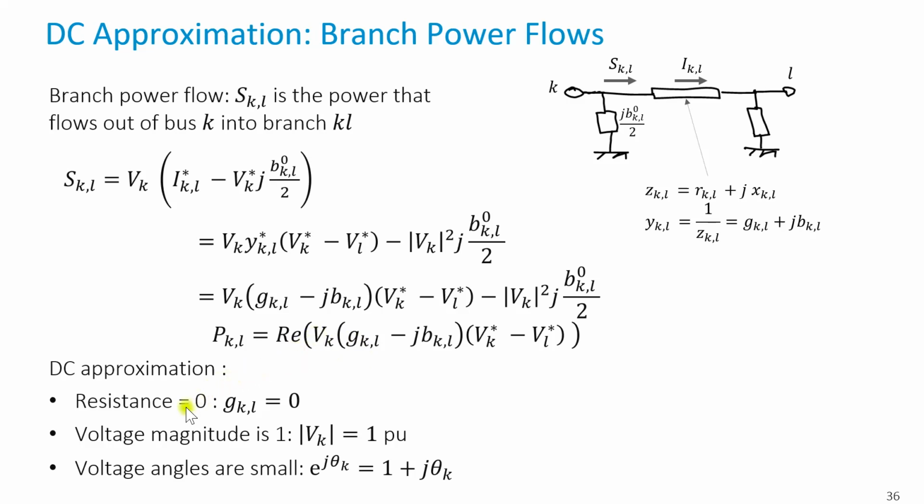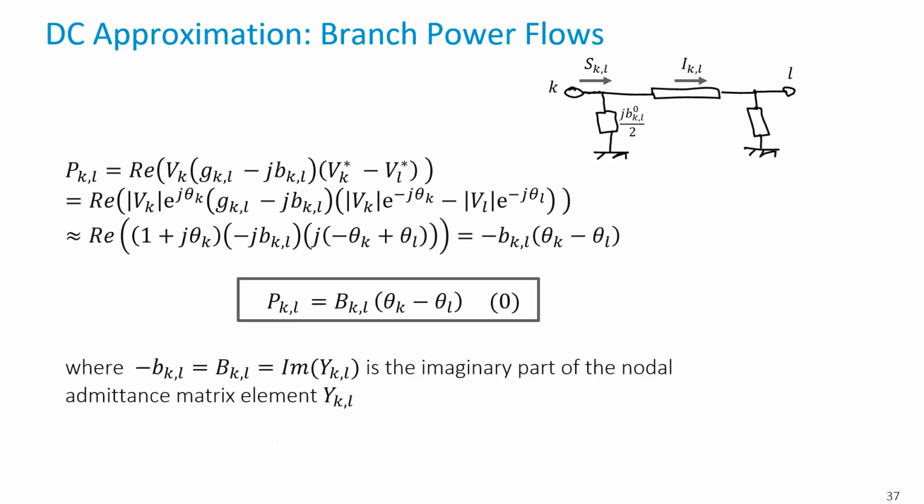I will set the resistance part of the line to 0. I will set the voltage magnitude to 1. And as I think that the voltage angles are small, I will do the approximation of sine theta equal to theta, and cosine theta equal to 0, because cosine theta around 0 is order 2. So another way to put it is that the first order development of a complex exponential here is 1 plus j theta here. So if I use those approximations.